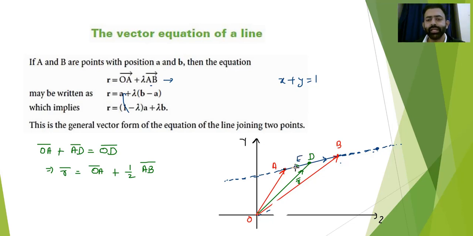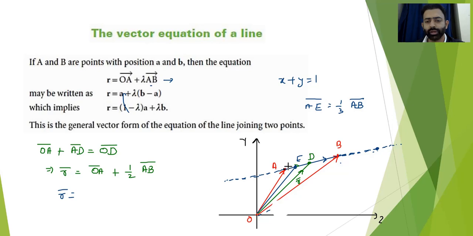Okay, this point is E and it is lying such that it is 1/3 the distance of AB. I will say that the AE vector is 1/3 of AB. Just like the AD vector was half of AB, this time AE is 1/3 of AB. So now I have to find the vector equation of this point E.